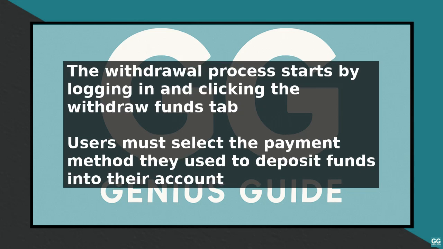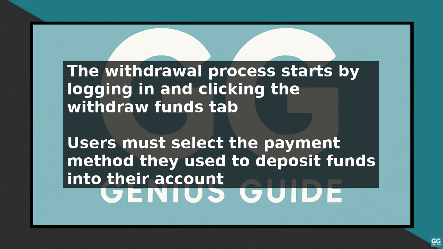To initiate the withdrawal process, log into your eToro account and click on the Withdraw Funds tab. You will then be asked to select the payment method you use to deposit funds into your account. eToro supports various payment methods, including credit cards, PayPal, and bank transfer. Once you have selected your payment method, enter the amount you want to withdraw.